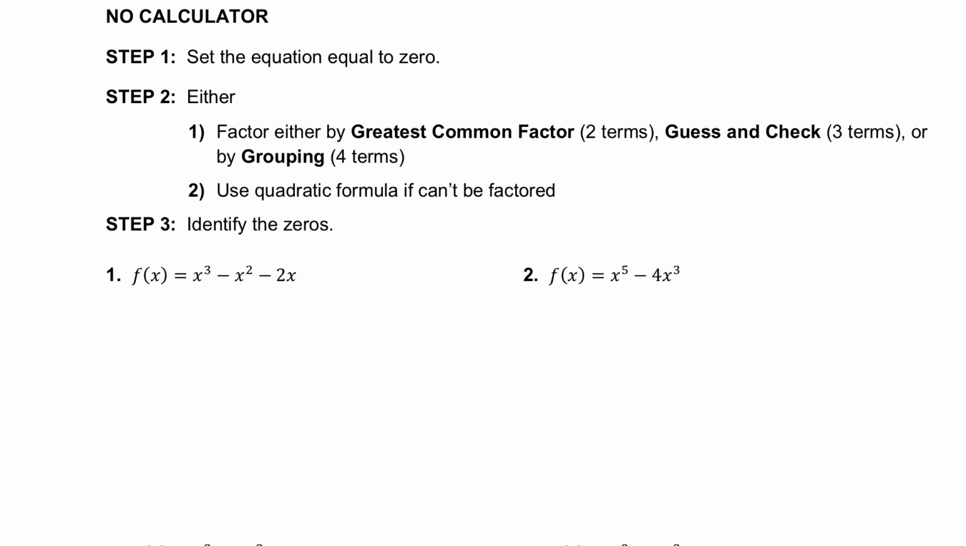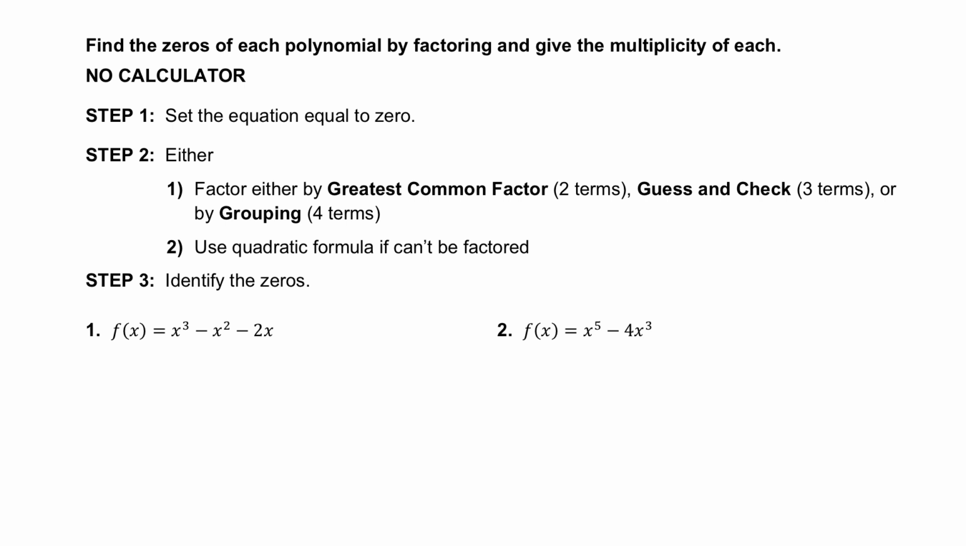Okay, let's look at this next one. We want to find the zeros of each polynomial by factoring and give the multiplicity of each. No calculator. So we'll set the equation equal to 0. We'll either factor by the greatest common factor for 2 terms, guess and check for 3 terms, or by grouping for 4 terms, and use the quadratic formula if necessary, if none of those work.